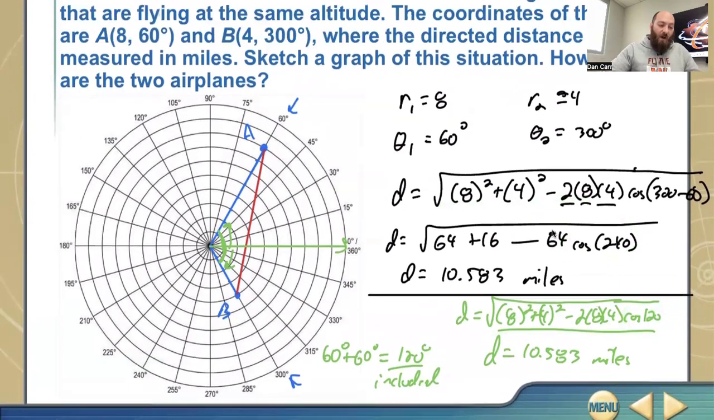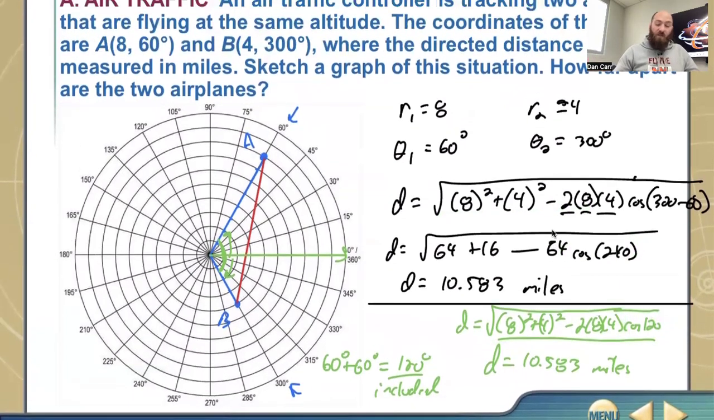So if we look at our special case scenario, we're looking for the distance between 2 points on a polar grid. We do that with our special formula, which is basically law of cosines.